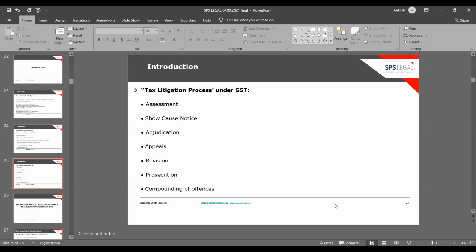On the sideline, there are revision powers vested in the authorities under Section 108. Then there are prosecution-related provisions, including investigation, search and seizure and confiscation, and then compounding of offenses. A very short point which I would like to make on assessment is that assessment need not be understood in the manner in which it is traditionally understood by all.